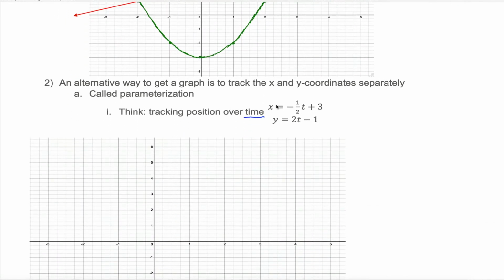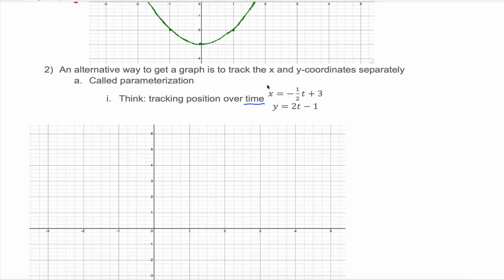Suppose we had these two equations, x equals negative 1/2 t plus 3 and y equals 2t minus 1. And you want to know what graph is described by these equations right here. Again, it's just a single graph even though there's two equations. We still have our x-axis and our y-axis. And probably the easiest way to get an idea of what the graph looks like is figure out what the x-coordinate is at some time, and then figure out what the y-coordinate is at that same time, and that'll give us a point at some time. So maybe I'll keep track of time, and then also the x-coordinate and also the y-coordinate.